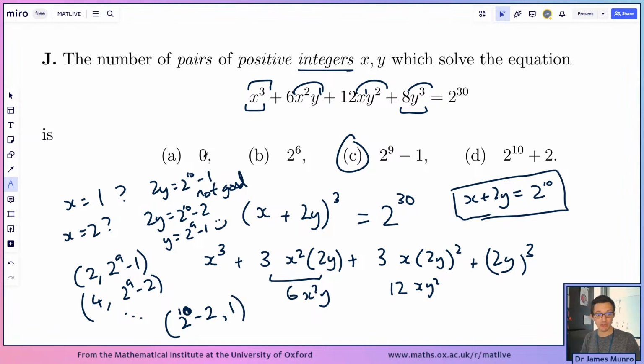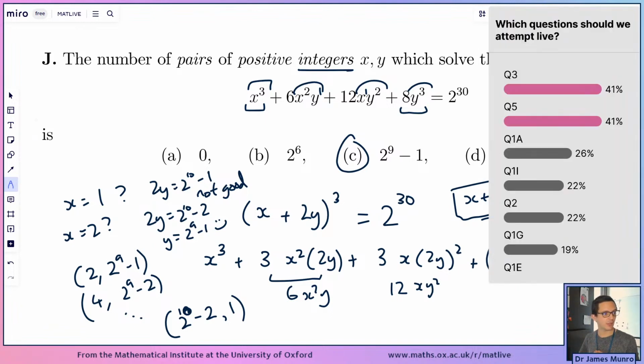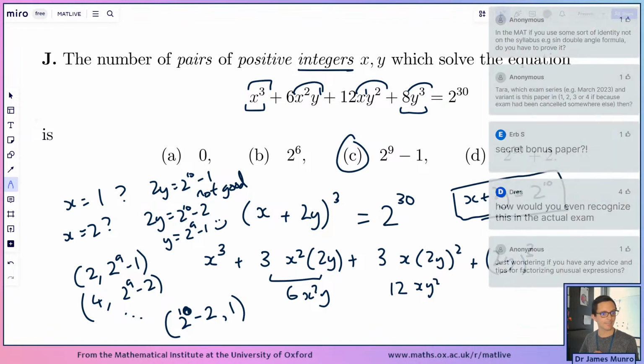In the mat, if you want to use the sine double angle formula, this is a good question. Let's put it on screen. Oh, we've still got a poll going. Sorry, poll. I'll look at the poll in a second.